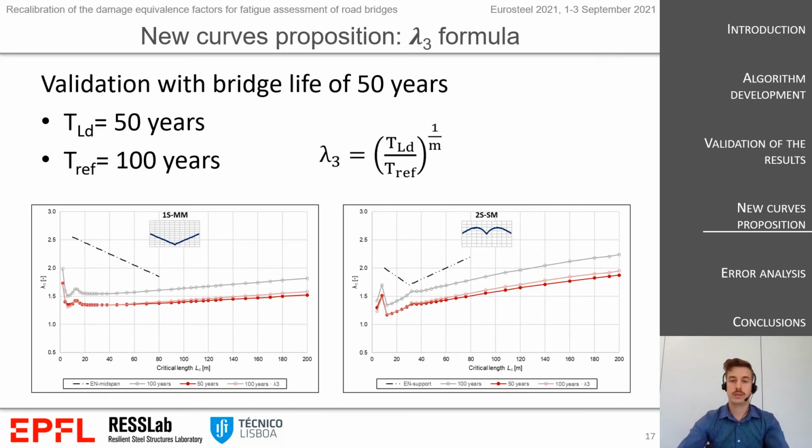We did some tests also for the lambda 3 formula. In this case we can see the application of the lambda 3 factor on a bridge life of 100 years to see the correspondence for a 50 years bridge life.